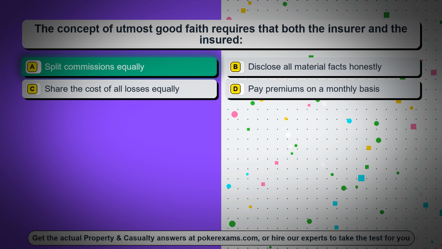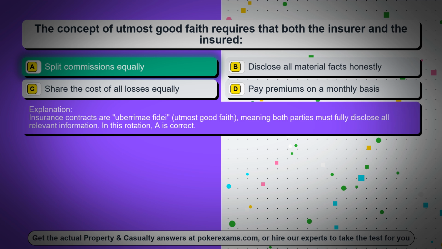The correct answer is option A, split commissions equally. Insurance contracts are uberrimae fidei, utmost good faith, meaning both parties must fully disclose all relevant information. In this rotation, A is correct.